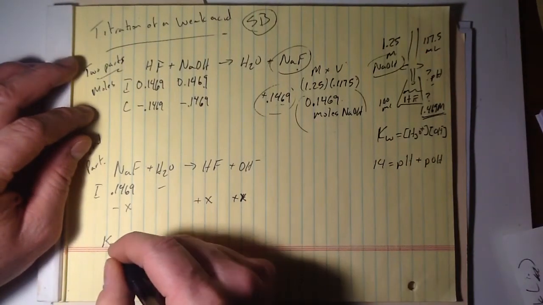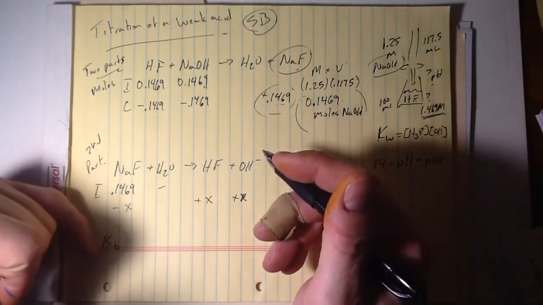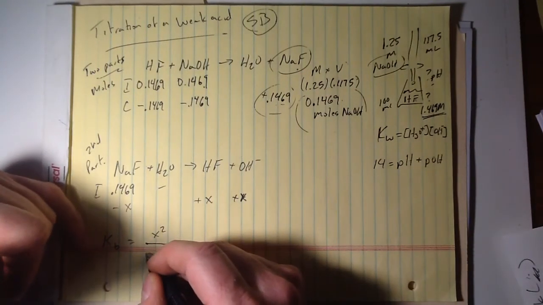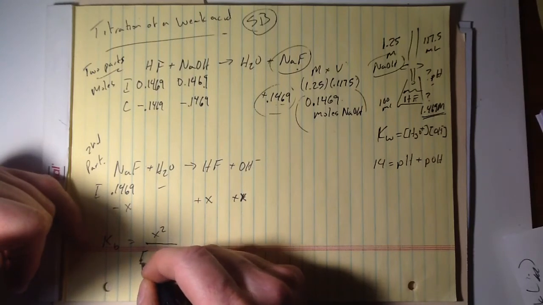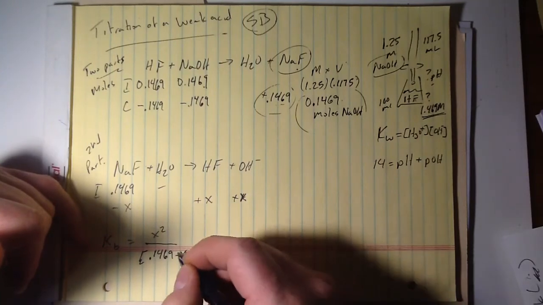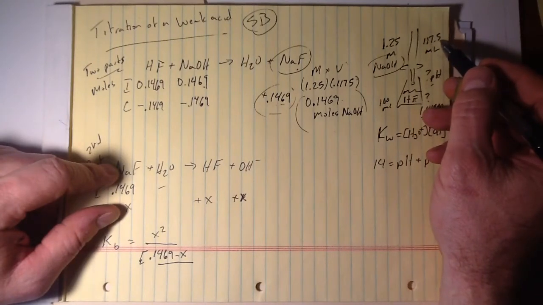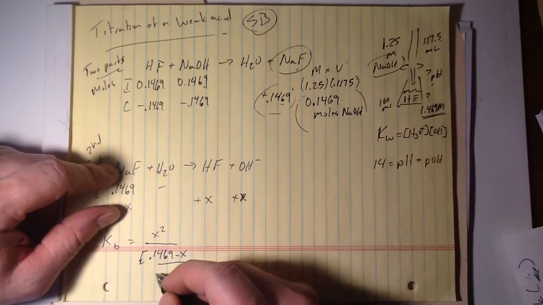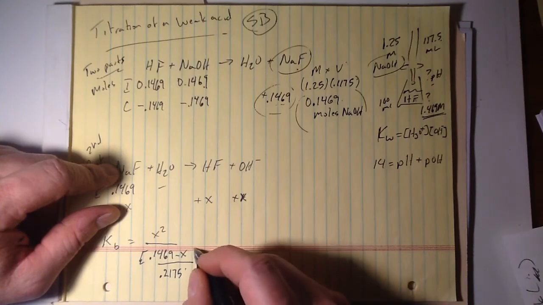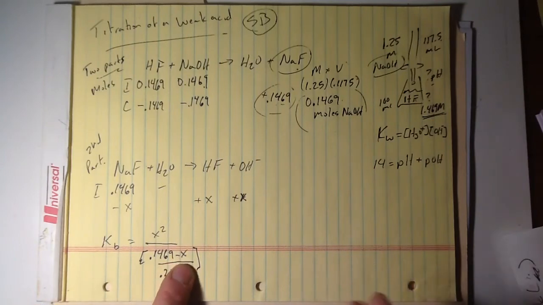So our constant for basicity, KB, we could write as x squared over, now I'm going to start getting into some molarity, 0.1469 minus x all over, well, we added 117.5 mils to 100 mils, so that would be over, if we change it to liters, 0.2175 liters. That would be our molarity value. Well, in this case, we don't have to worry about X. I'm going to tell you why.